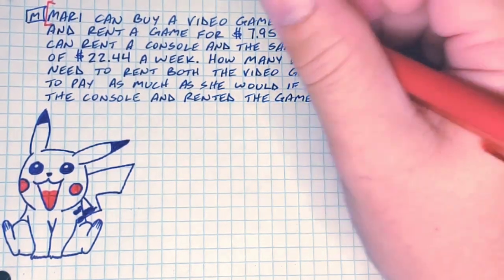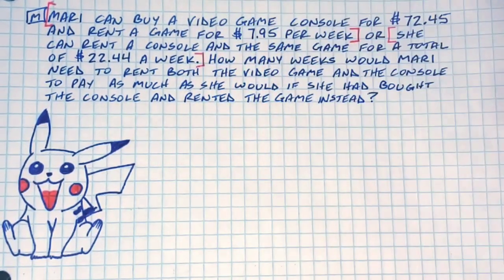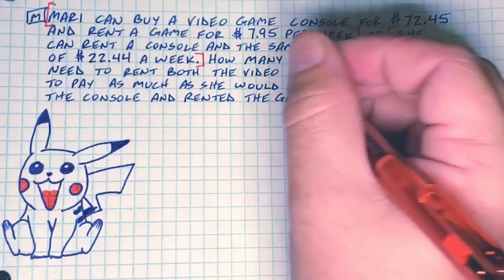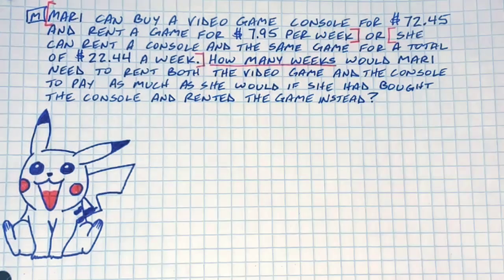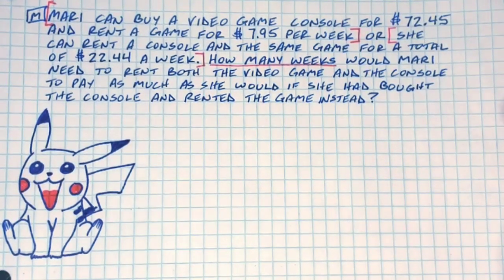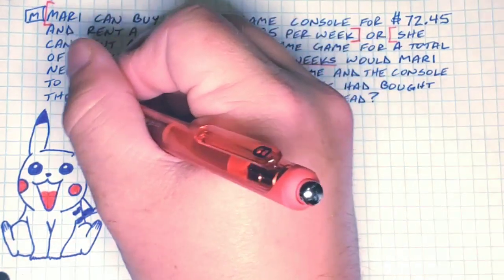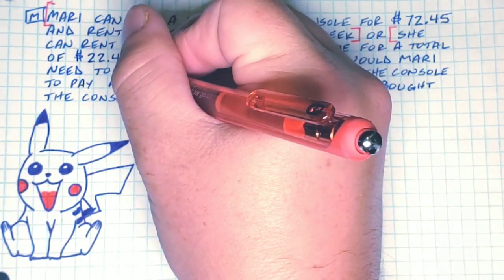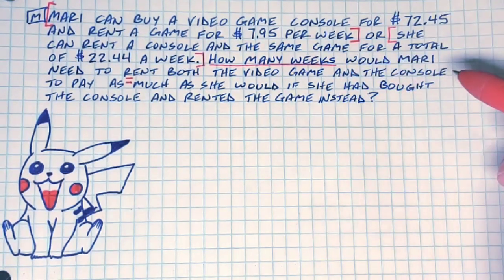So she can buy the console and rent the game, or she can rent the console and the game, right? How many weeks, this is what we're looking for, how many weeks would Mary need to rent both the video game and the console to pay as much? To pay as much means to equal as she would if she had bought the console and rented the game instead.